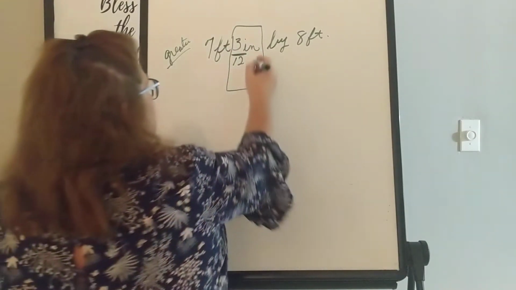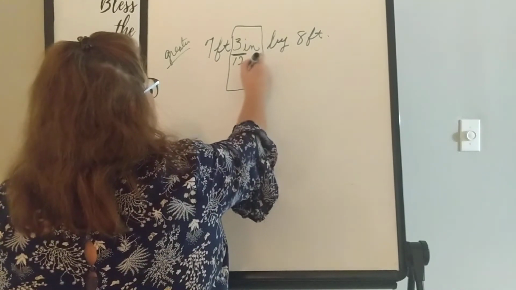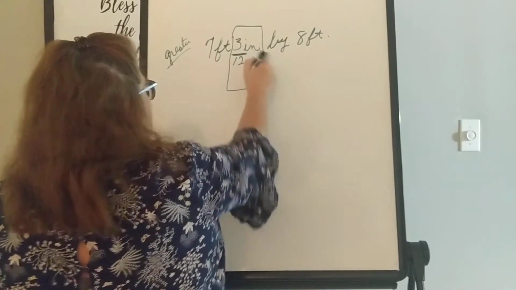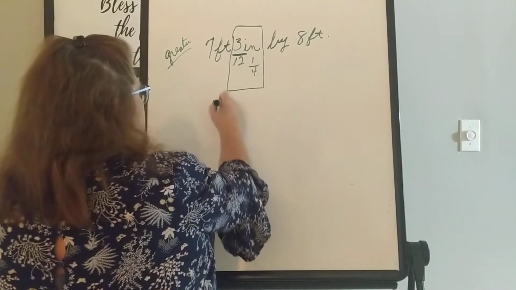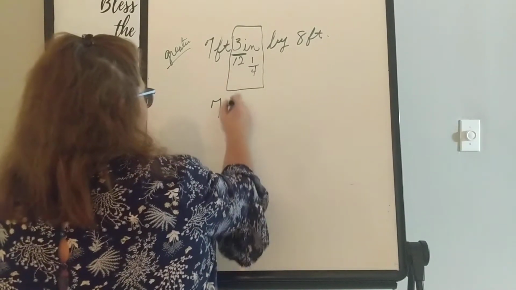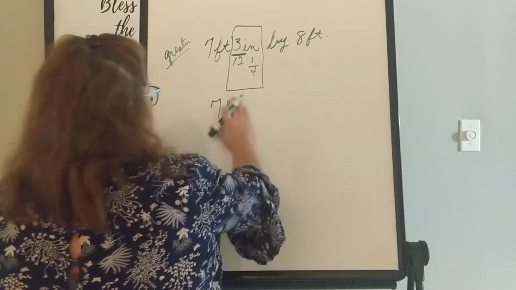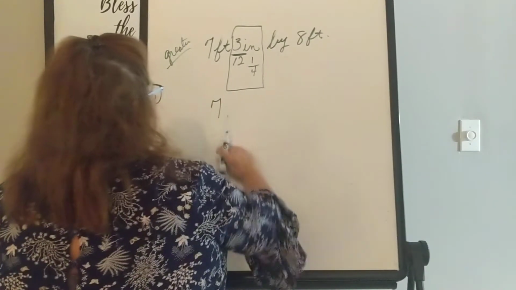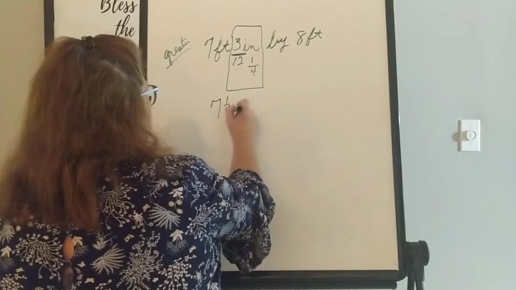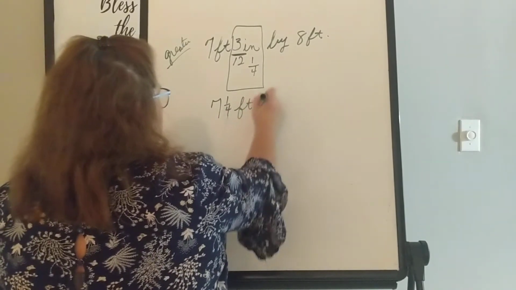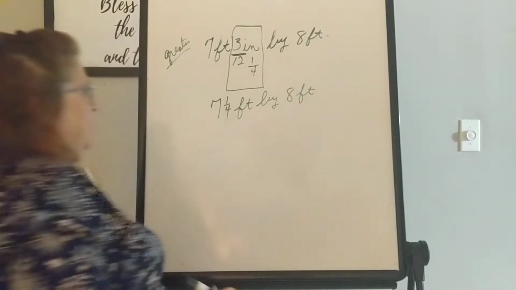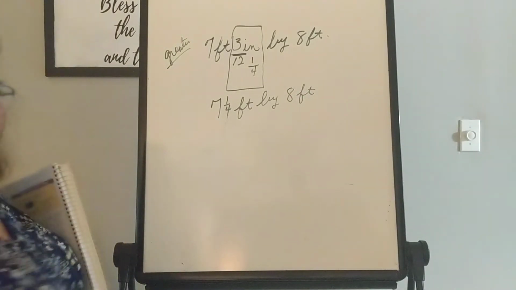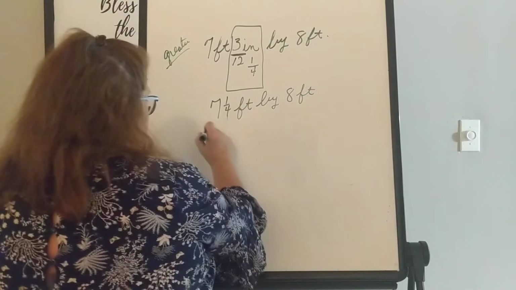3/12 can be reduced to, 3 will go into 3 one time, 3 will go into 12 4 times, so 1/4, all right? So now our distances are 7 1/4 feet by 8 feet. So that's all we have to do. And then we're ready to work our problem just as if that's the way we got the information.